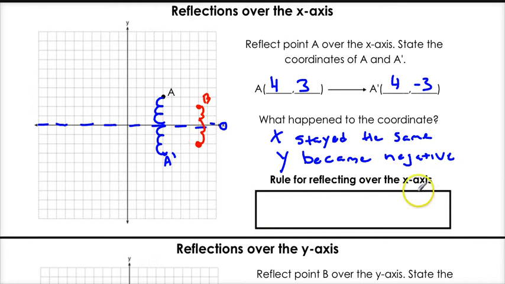The way we write this rule, and this is a rule, is just to say x, y. That's how it starts. It just becomes x, negative y. And that just says to reflect over the x-axis, we just change the sign of y.